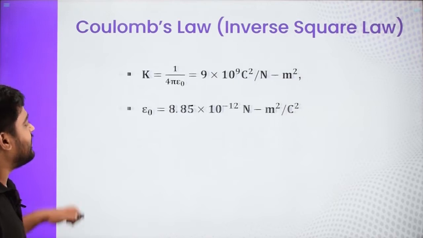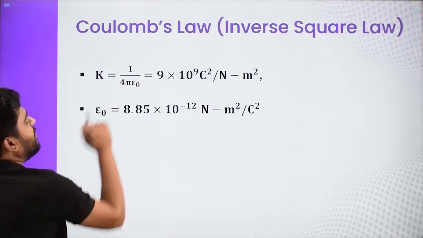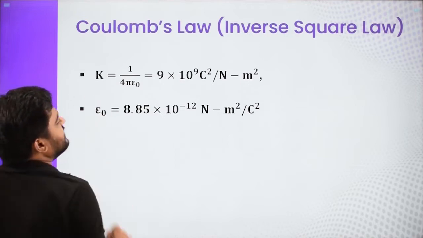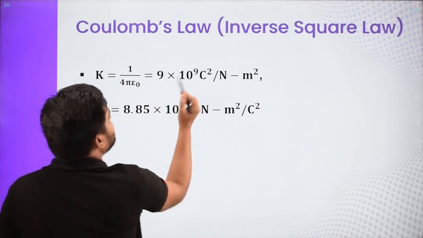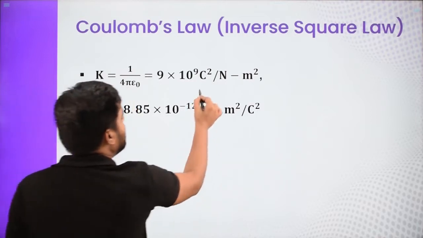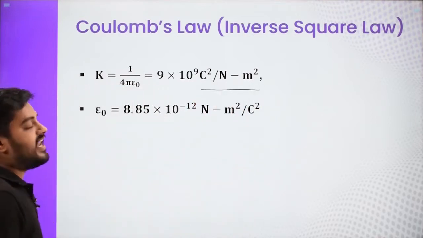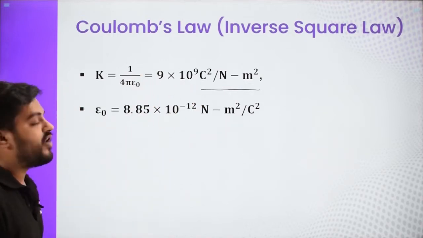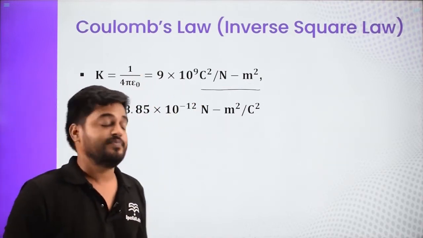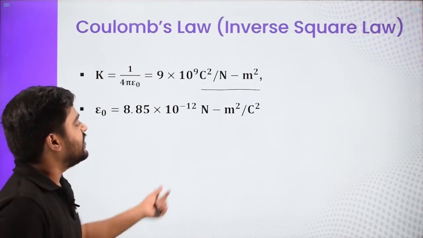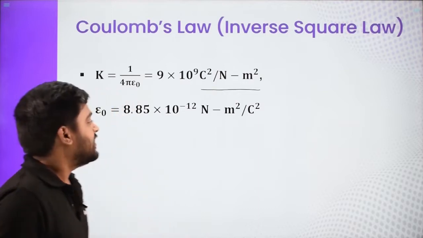Now, if we get the values, then K, which is 1 upon 4 pi epsilon naught, you need to remember this value, and this value is nothing but 9 into 10 raised to power 9 Newton meter square per Coulomb square. The unit I will come back to. And what is epsilon naught? If you want to solve for epsilon naught, that is the permittivity of vacuum, it comes to be 8.85 into 10 raised to power minus 12 Coulomb square per Newton meter square.